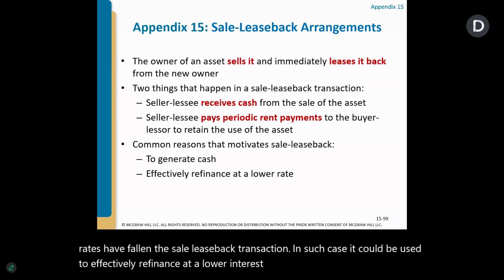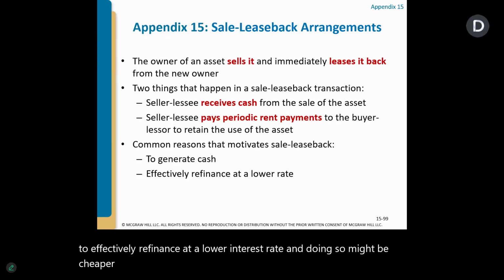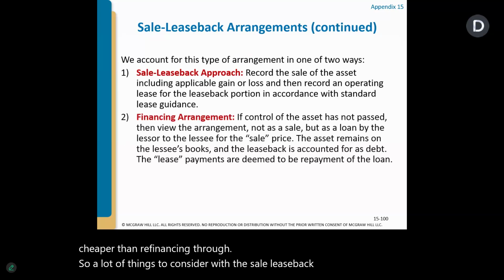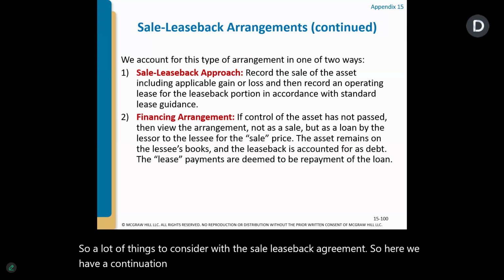And doing so might be cheaper than refinancing through conventional methods. So a lot of things to consider with these sale-leaseback agreements. So here we have a continuation. So we account for this type of agreement in one of two ways.